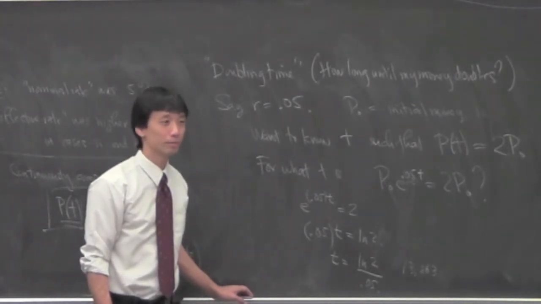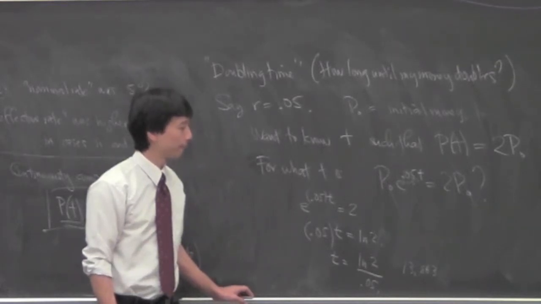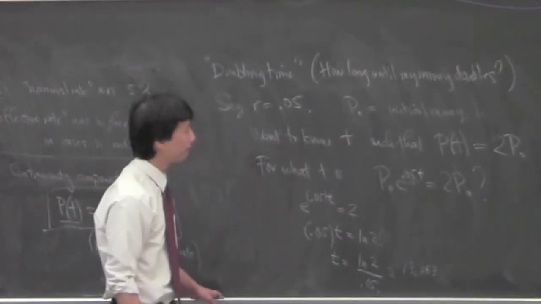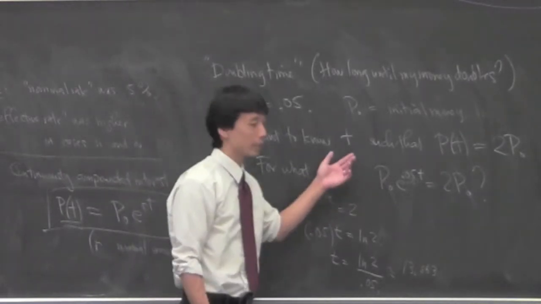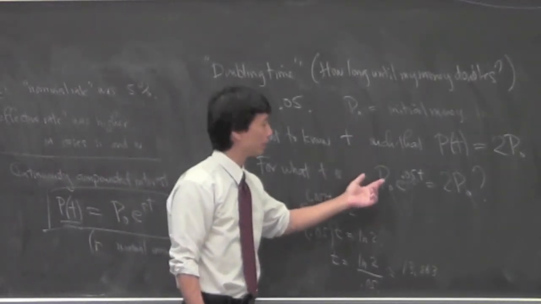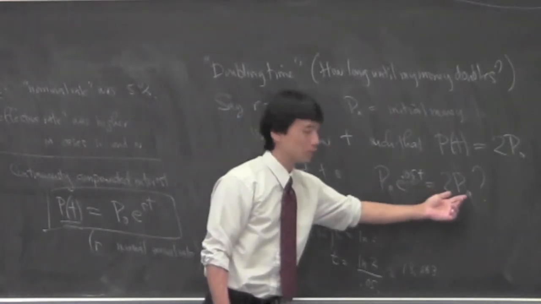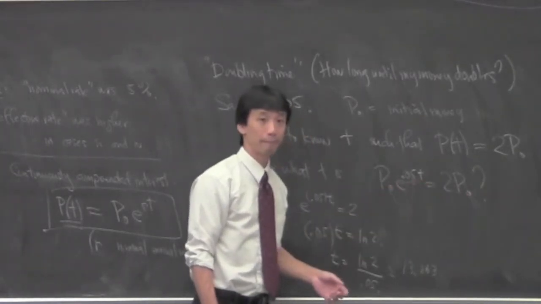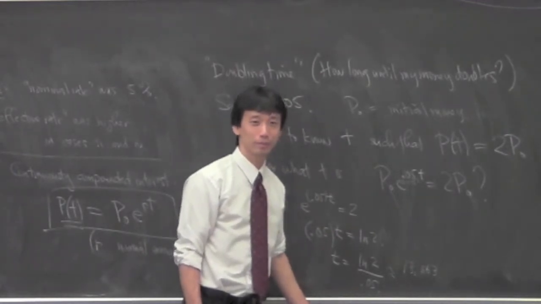Lauren? Just to make sure, P naught e to the 0.05 t equals 2 P naught, that's like the formula to figure this out. Yeah, right. Just think, what does it say in English? At what time does my money turn into double the initial money? So can we do that with tripling too? Yeah, then the 2 becomes a 3. Very good.